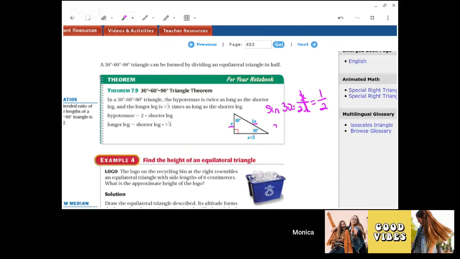Okay. And then the cosine of 30 equals adjacent over hypotenuse. So x square root of 3 over 2x. Those x's are going to reduce, and it's going to equal, I always write a 2 instead of a 3, it's going to equal square root of 3 over 2. Does that make sense?